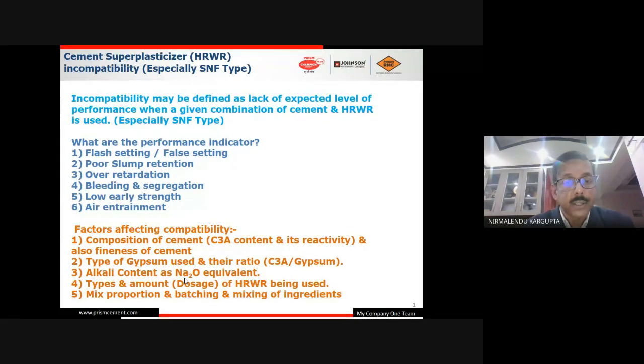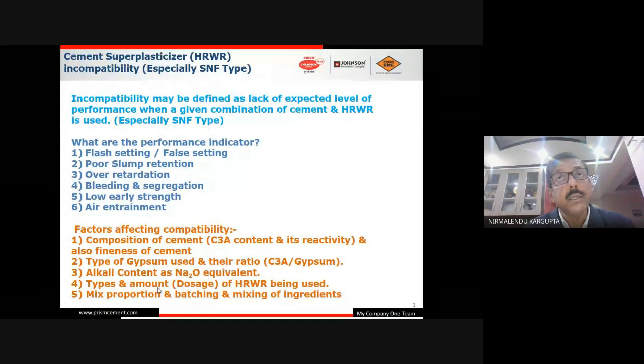I will come. There is a slide, good slide, picture-based slide. You can understand. And also type and amount of dosage of HRWR being used. Why amount and type? Because if it is SNF, then the dosage will be different. If it is PC, the dosage will be different. Why? What does amount signify? Amount signifies if alkali content is very high.